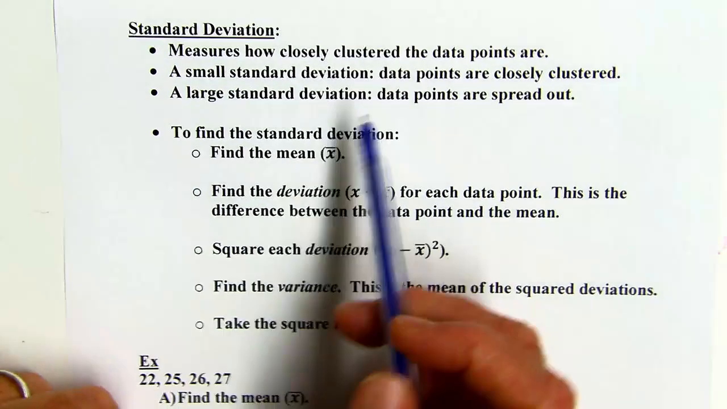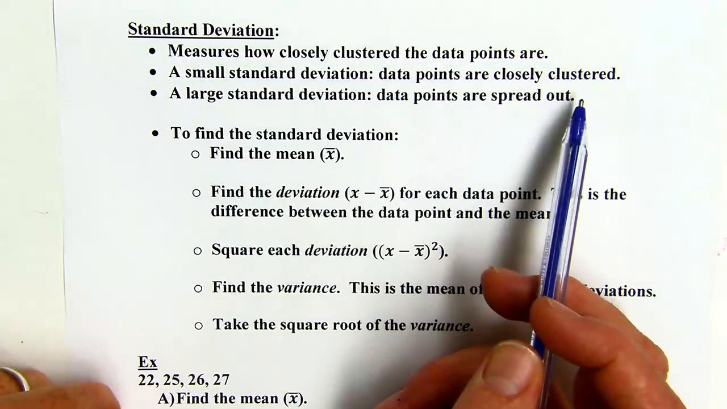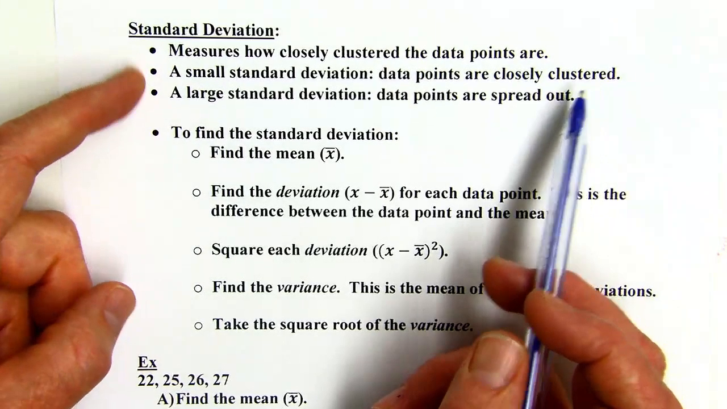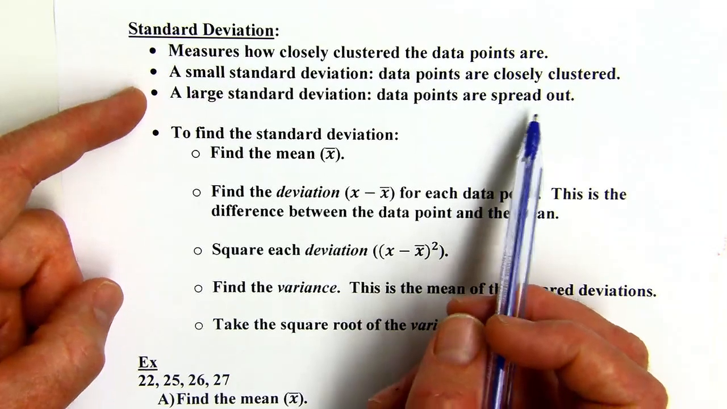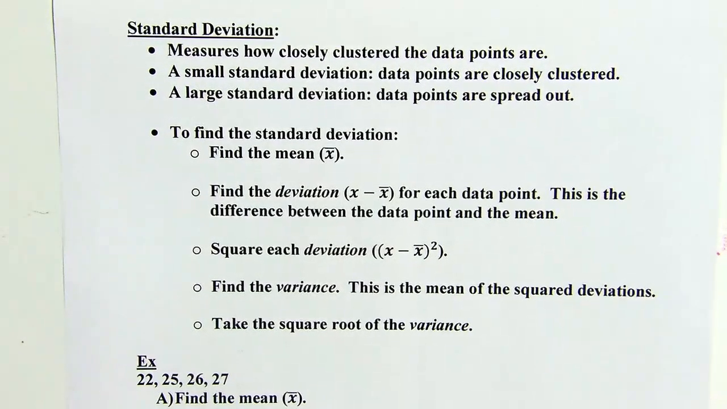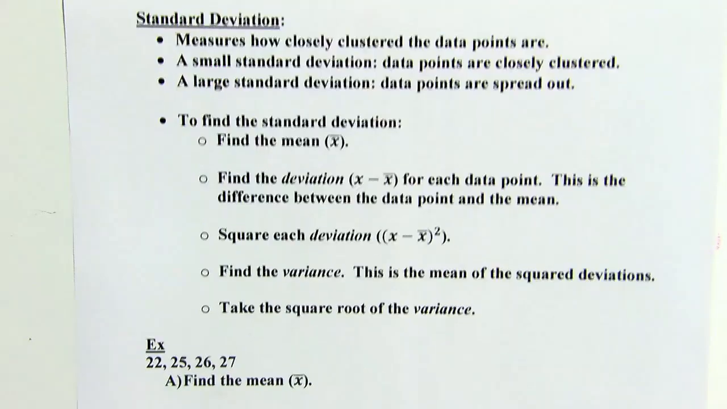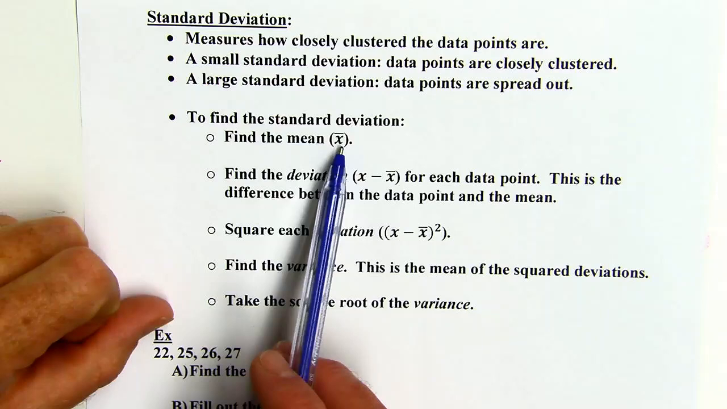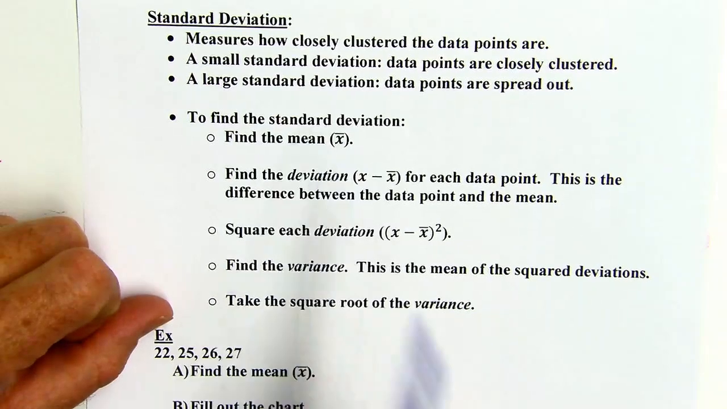Okay, a small standard deviation means you've got closely clustered data. So that class where everyone got 50 would have a small standard deviation. The class where there's zeros and hundreds, that would have a large standard deviation. Okay, and it's quite a process to find the standard deviation. So we're going to start with the mean. And we're going to use this little symbol, an X with a bar over it, okay?